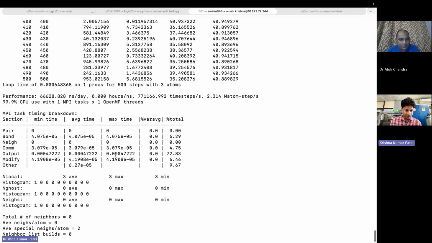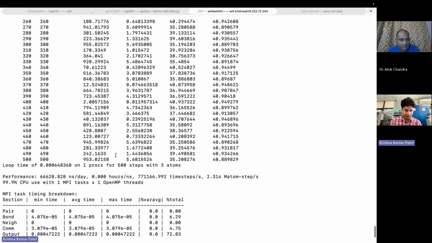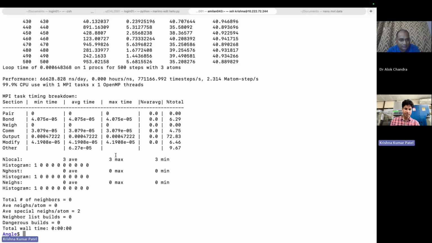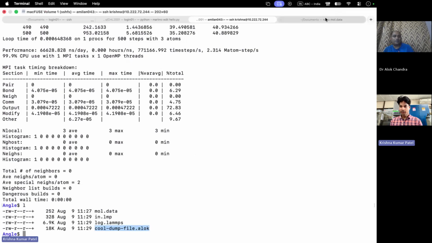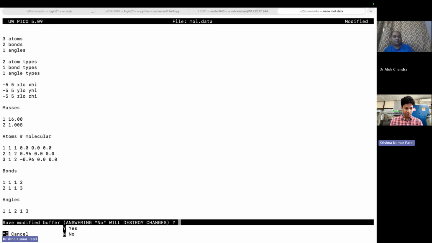So this one ran pretty fast. You can see that, right? For 50 frames, it must have generated. Now what we will do is here, the dump file dot allo. This is the trajectory file, right? We'll just take this trajectory file, we'll copy it to my place so that we can look at it.